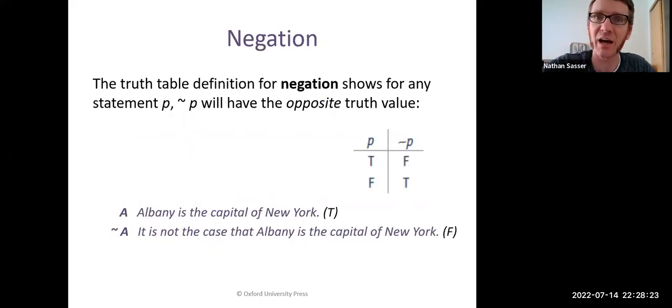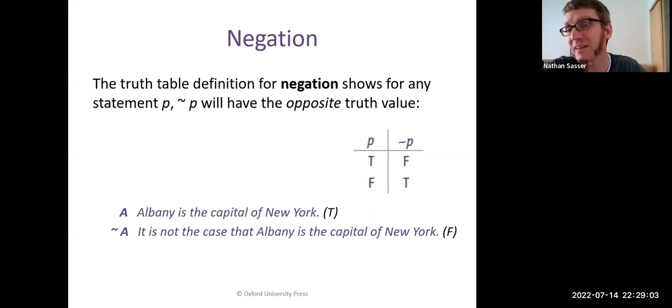Okay, so let's check out what we have here for negation. What we have is an argument form that gives us a definition for the tilde sign. So here's how this is laid out. If you've got any statement, we'll call the statement P. When that statement P is true, then tilde P will be false. When P is false, then tilde P will be true. That's all that this truth table is saying.